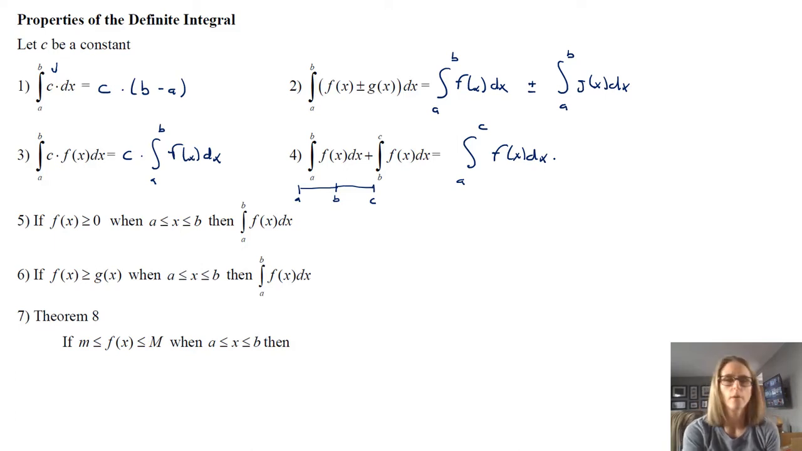Number 5 says that if your function is always greater than or equal to 0 on some interval, then when you integrate it, your answer is also always going to be greater than or equal to 0, because every y value is positive, and so of course the difference between those values and the x-axis are always going to be positive in terms of thinking about area. So you're going to have a positive value there.